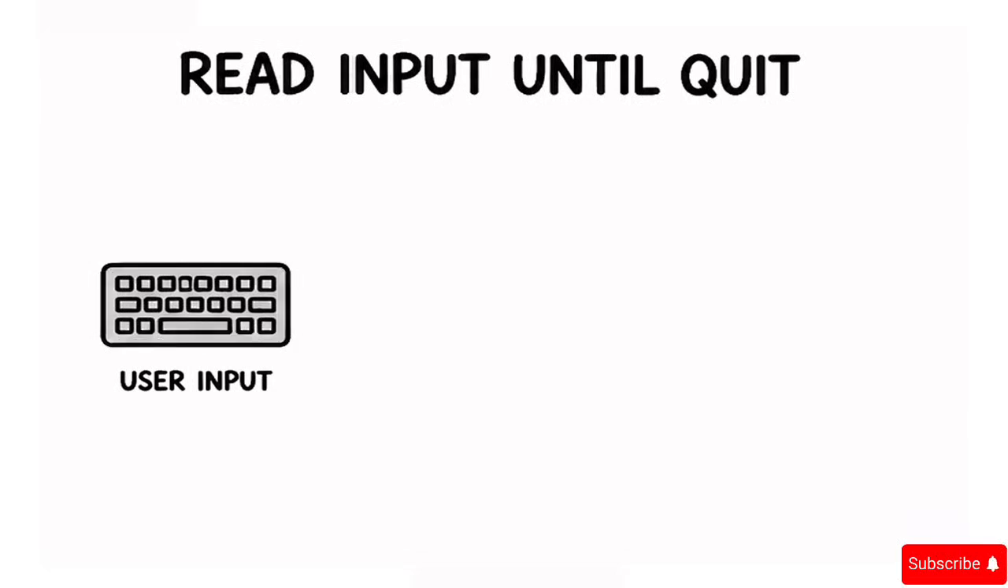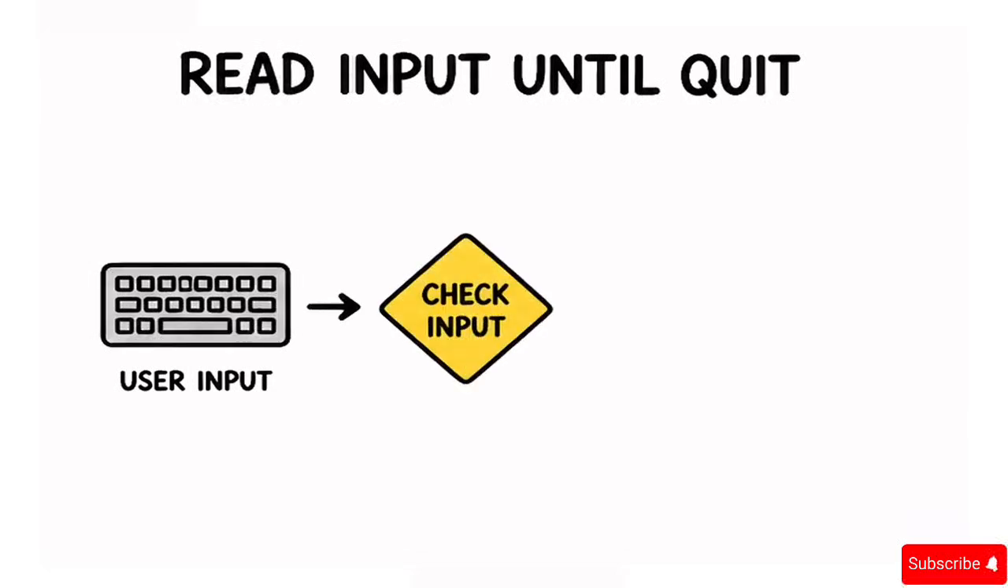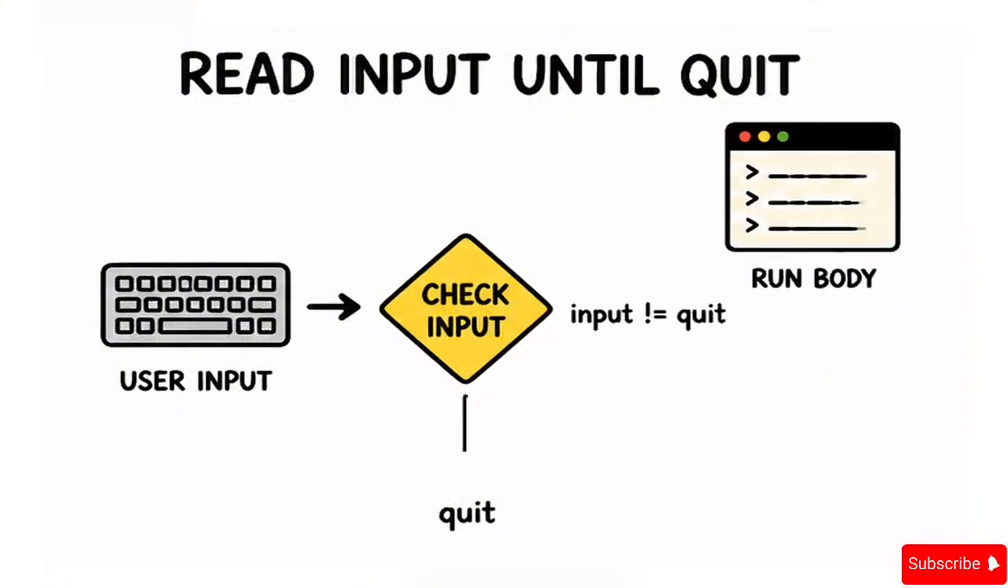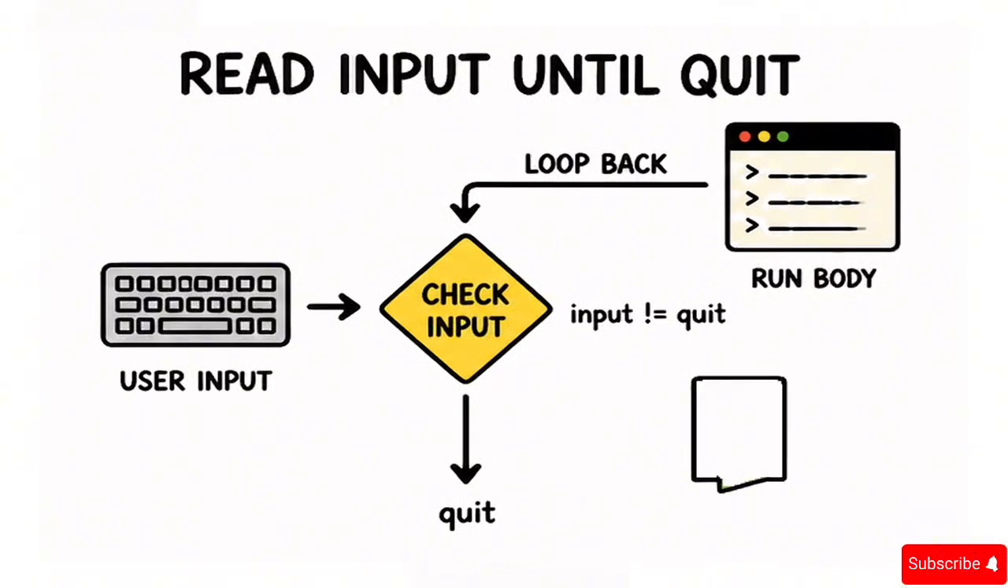A real example: read input until the user types quit. You do not know how many tries it takes. The while loop checks the input, runs the body, and loops back. When the user types quit, the condition fails and the loop exits.